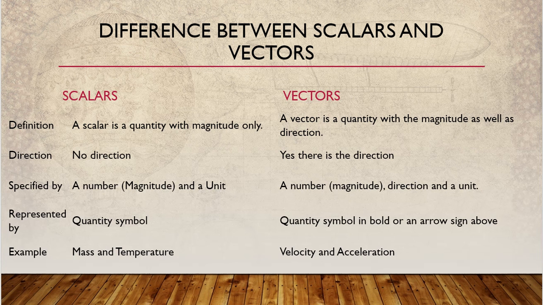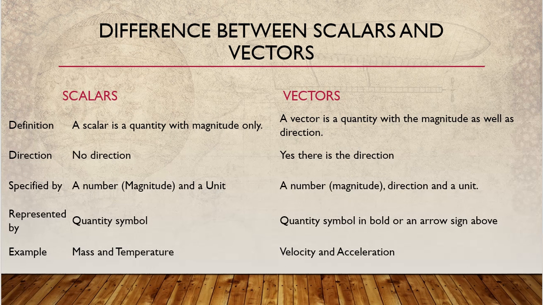But a vector is specified by three requirements. Those are a number, a magnitude, and a direction with its unit. So the requirements for a vector quantity are: first one is a magnitude, second one is the direction of the quantity, and third one is a unit of that vector.